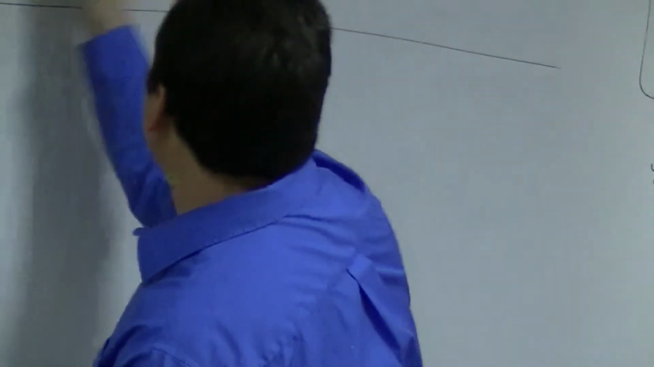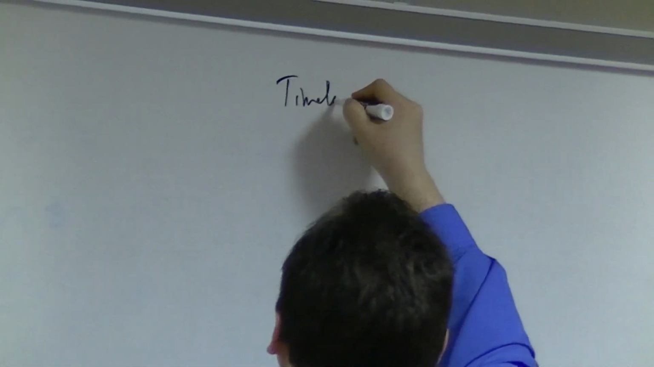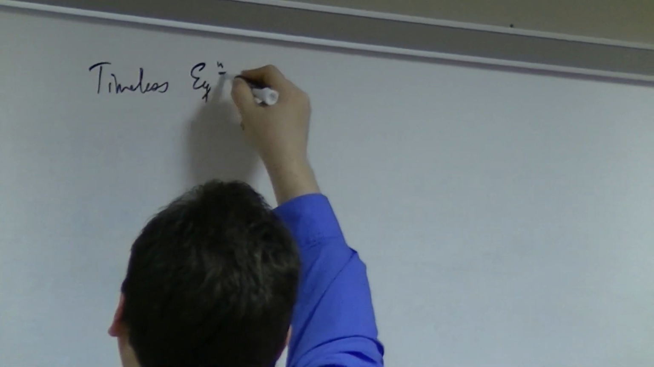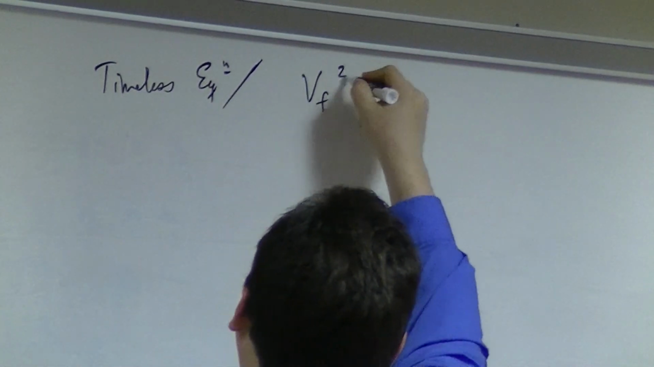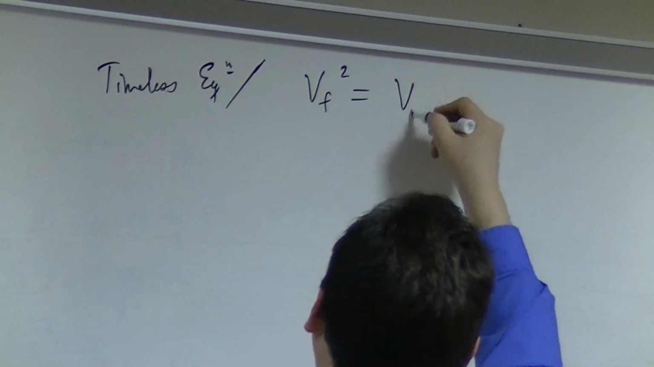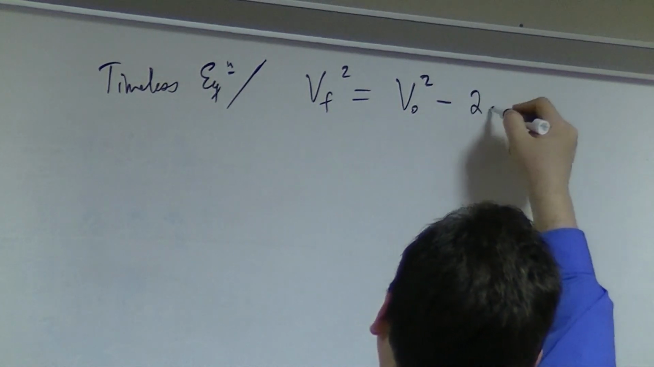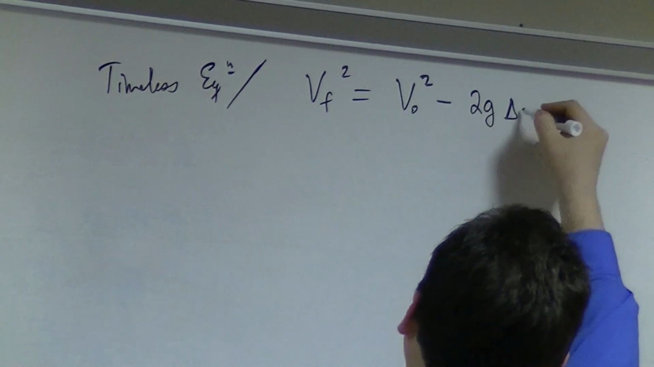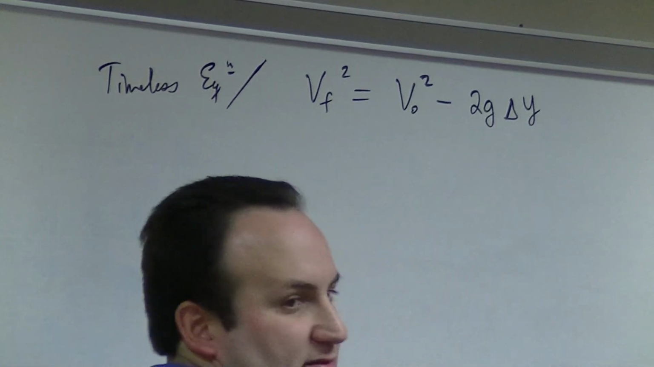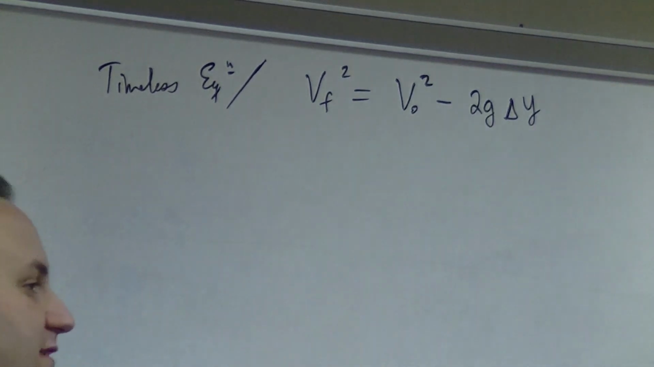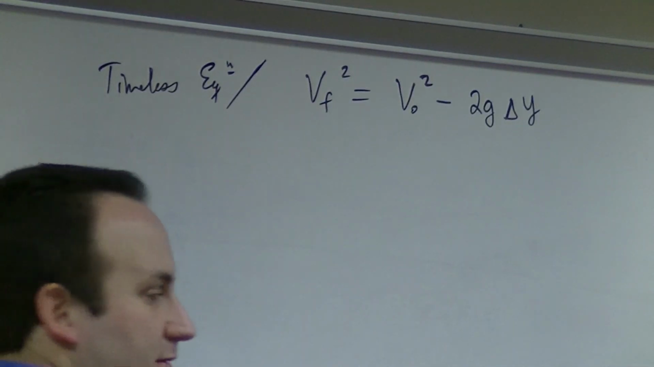So is the timeless equation conservation of energy? The timeless equation said Vf squared is equal to v naught squared plus 2ax, or 2a times x. Let's do it for gravity, so minus 2g, let's do delta y. So there's the timeless equation for vertical motion, right? The acceleration was minus g.